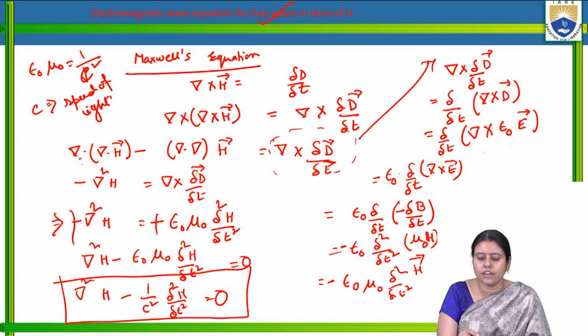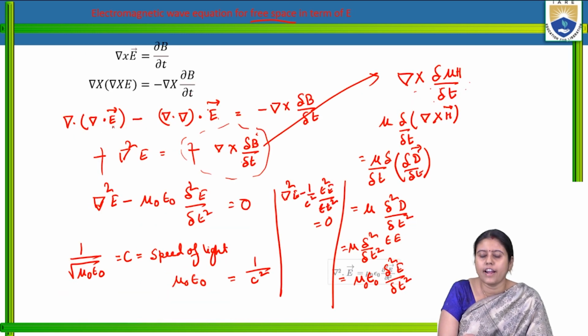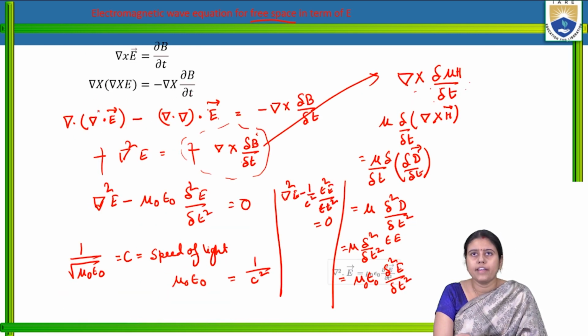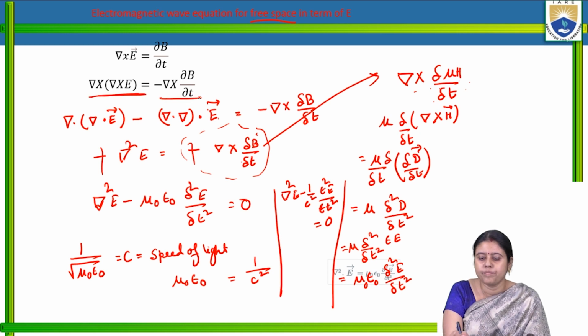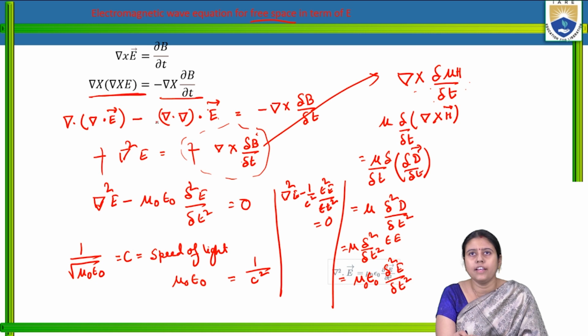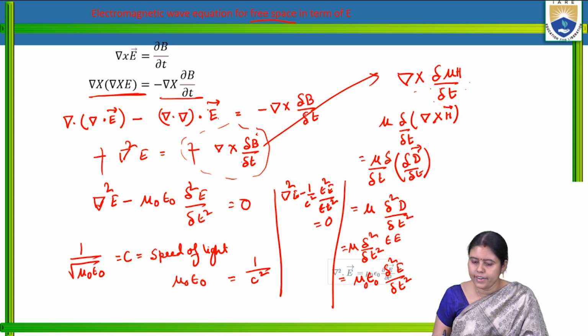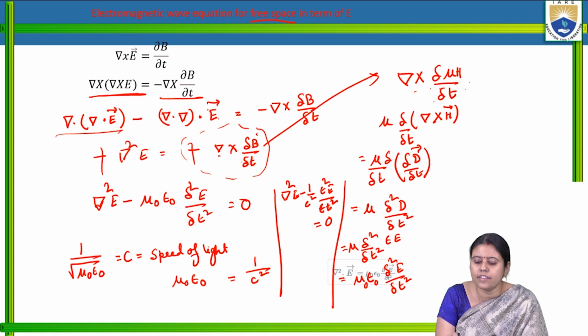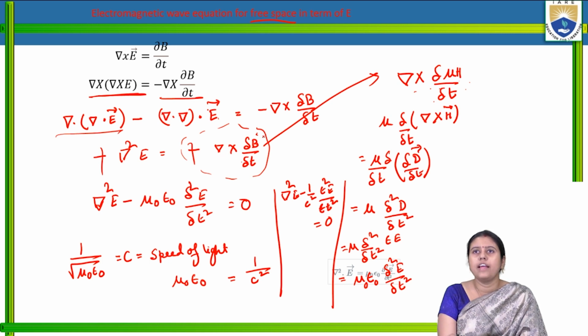Grad dot, grad E, we are taking the grad on both sides, same. So what did we get here? Grad dot E minus grad dot E is equal to minus del B by del T. So this portion is 0 and we get grad square E is equal to grad cross del B by del T.